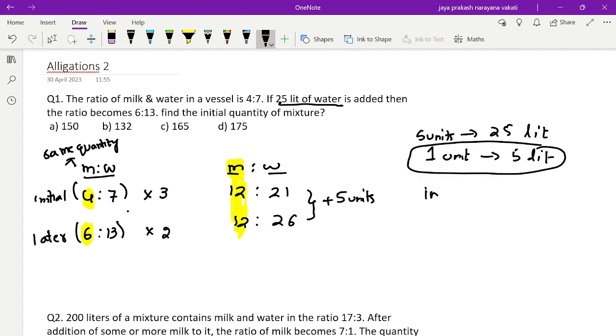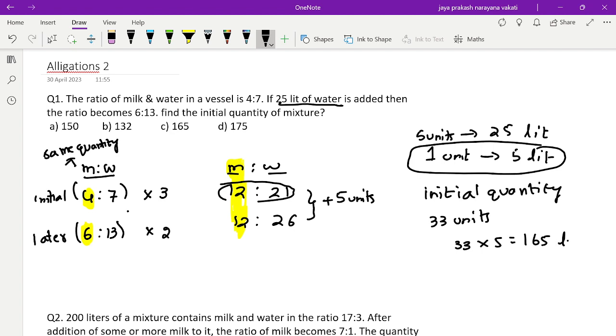Now what? He's asking the initial quantity. Initial quantity will be 12 plus 21. So 12 plus 21 is 33 units. So 1 unit is 5 liters, then 33 units will be 33 into 5, 165 liters. That's it. So that's the first problem.